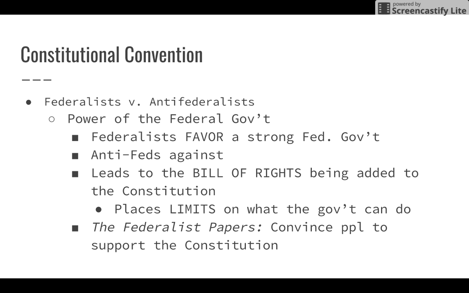An influential piece of literature is a group of essays known as the Federalist Papers. These were published in newspapers in a collection, and they also were put out by some of the bigwigs in American history and convinced people to support the new government and the Constitution. So if you see a question on the Federalist Papers, it has something to do with support of the Constitution.